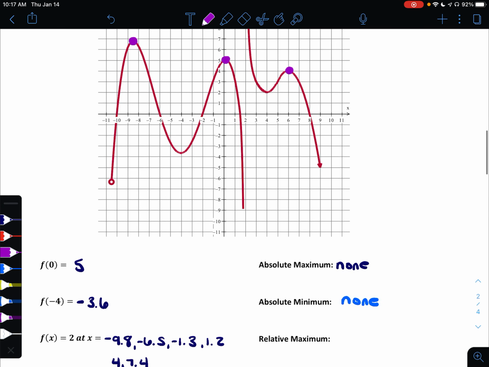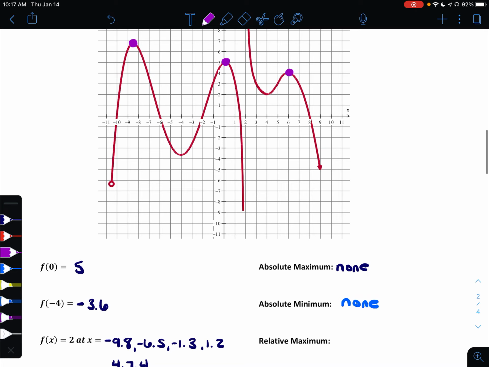Okay, and just do the best you can to estimate if you need to. And we're going to write these as ordered pairs, okay? There are some textbooks and some instructors out there that would just list the Y values, but I would prefer if you guys list your maximums and minimums as ordered pairs. I want to know what is the maximum and at what X value is it happening. So write it as a whole point.